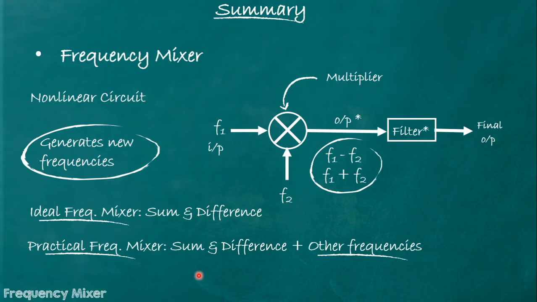Now let us summarize. We learned about the frequency mixer. A frequency mixer is nothing but a non-linear circuit, and it generates new frequencies in the output. This is the symbol of a mixer having two inputs and a single output. If our mixer is ideal, then it contains only the sum and difference frequencies, which are f1 plus f2 and f1 minus f2. But if it is practical, then the output also contains other frequencies. At the output of the mixer, you have to use a filter with the proper value to get the final output. So let us take one example.